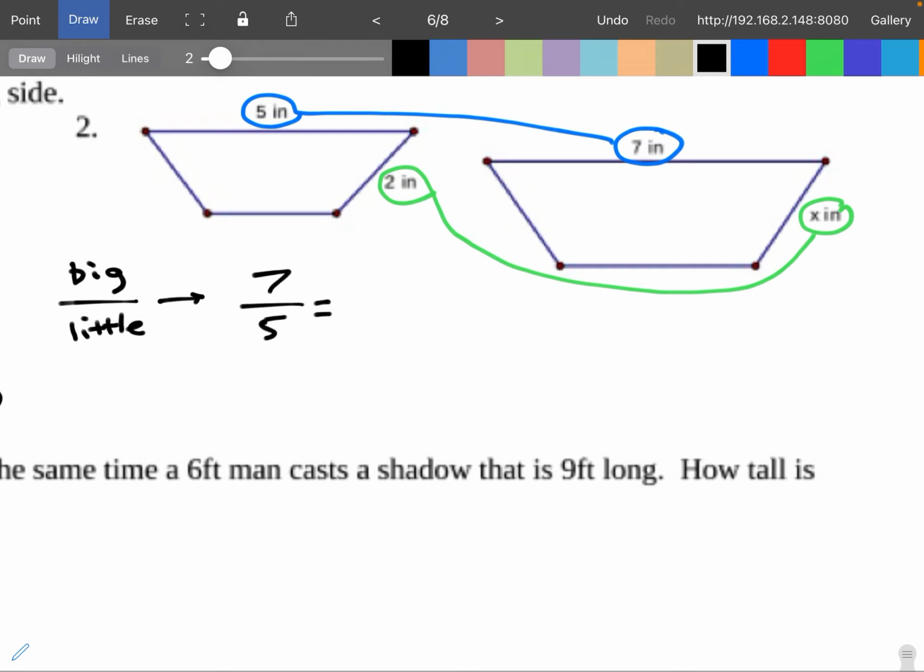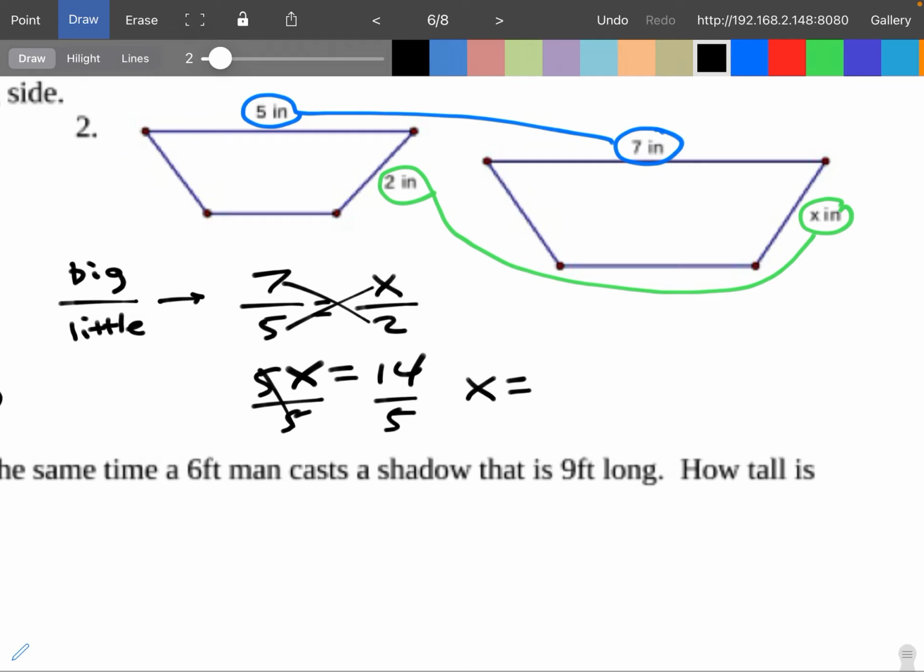Now, these are quadrilaterals because they have 4 sides. So 7 in the big one, that corresponds with what in the little one? 5. And then X in the big one corresponds with the 2. And then, X equals 14. Yep. So we just do our cross product. So we got 5 times X equals 7 times 2, which is 14.